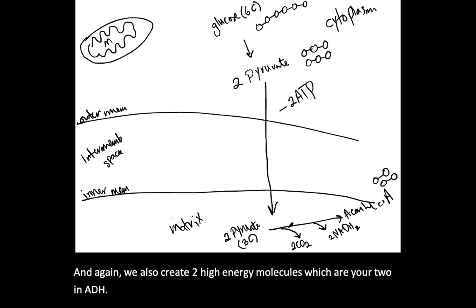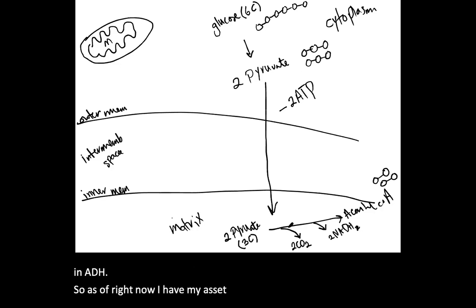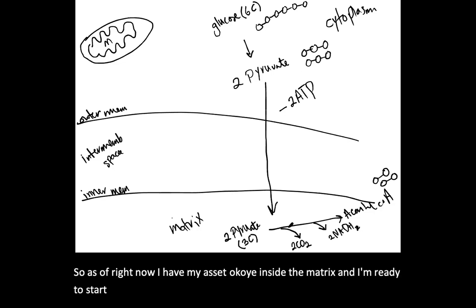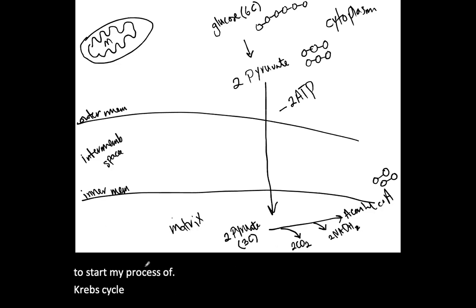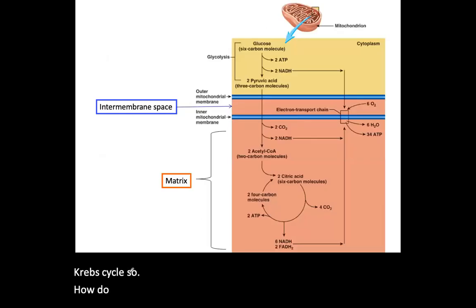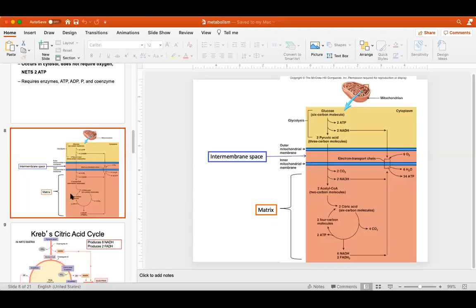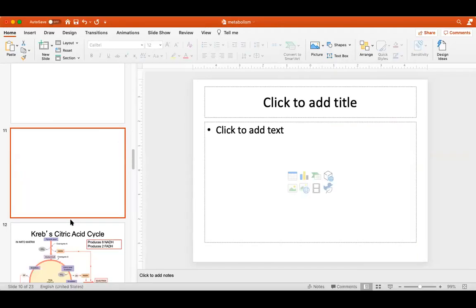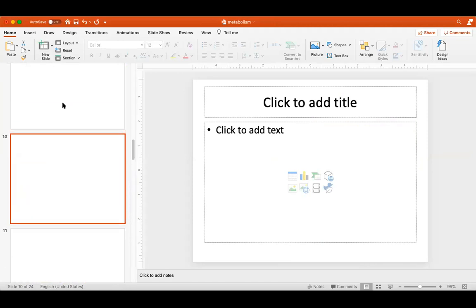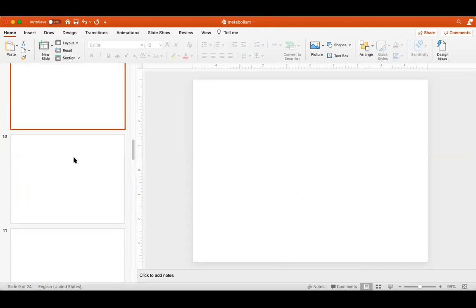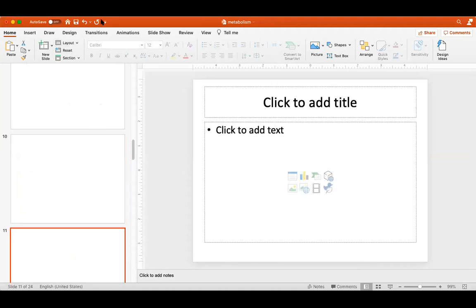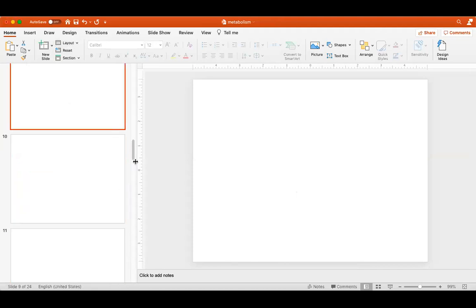So as of right now, I have my acetyl-CoA inside the matrix, and I'm ready to start my process of Krebs cycle. So how do I do Krebs cycle? Give me 1 second, guys. Let me skip this and I'll come back to it. I have some extra blank pages, so I can do this for you.